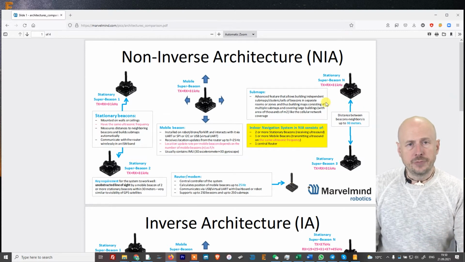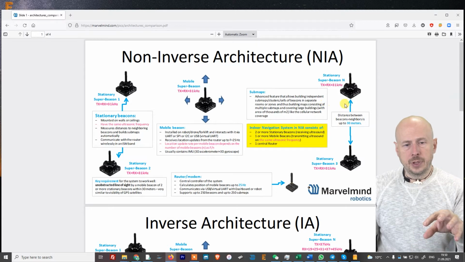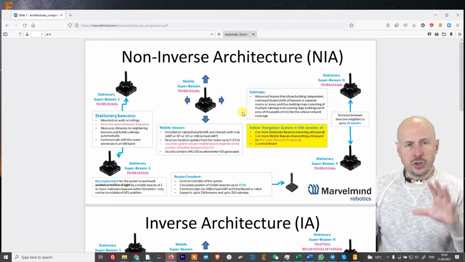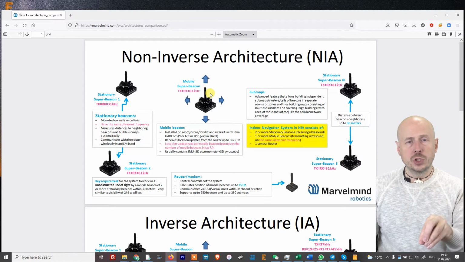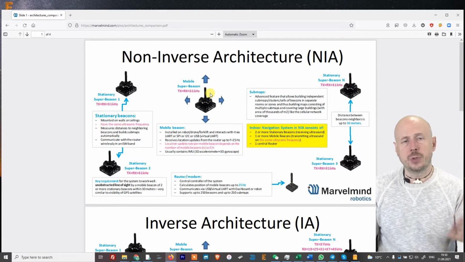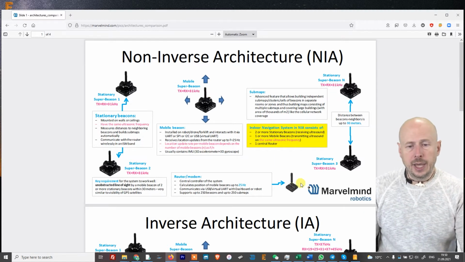How is it arranged? Like in any of our indoor GPS systems, there are three major blocks. One is stationary beacons, so these are the stationary beacons. Mobile beacon, which you place on the object. It could be a person, forklift, robot, drone, anything moving. And the modem. The modem is the central controller of the system. Everything is described here, so you can see all these nodes. It's the central controller of the system that basically commands everything.